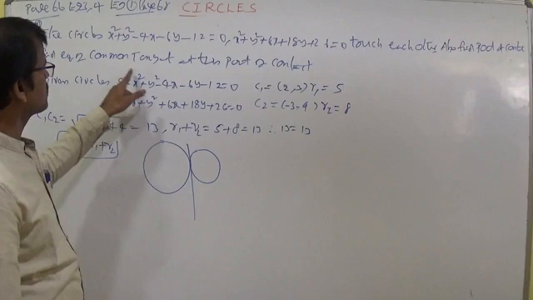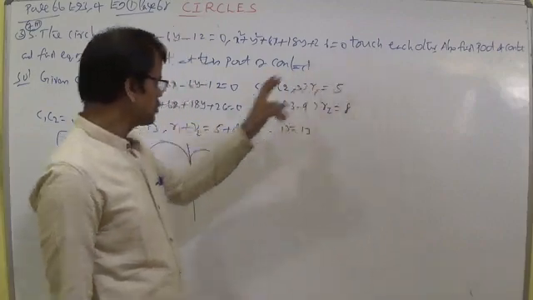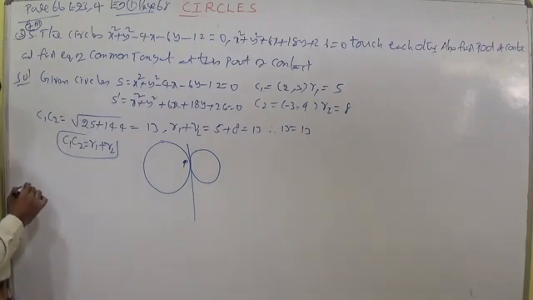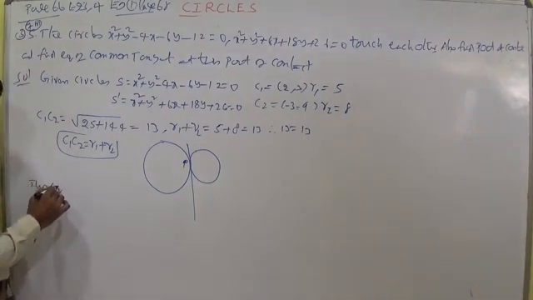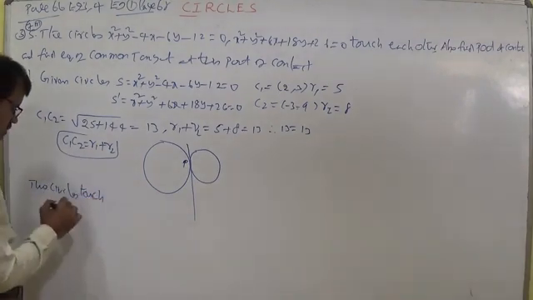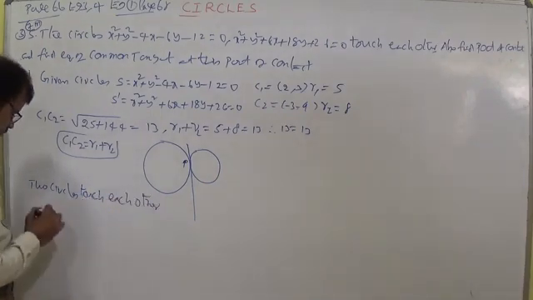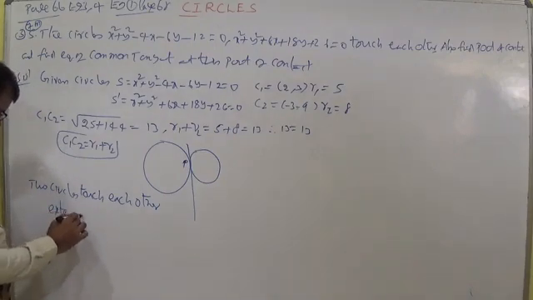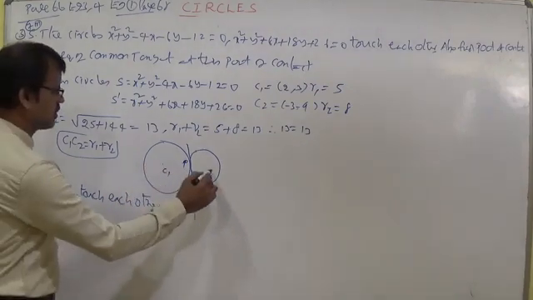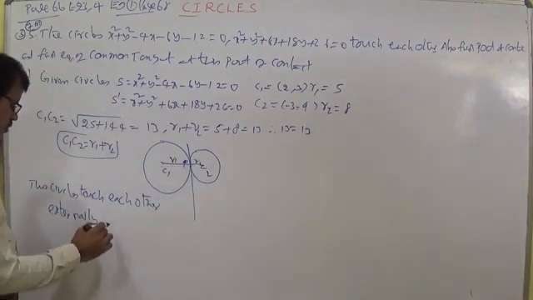He is asking to find the equation of common tangent at this point of contact. Means the point of contact you should calculate as ICS. This is the P, point of contact. Now you write: two circles touch each other externally. Whenever C1, C2 is equal to R1 plus R2, two circles touch each other externally. Draw like this, it is a C1 and it is a C2. This is R1 and this is R2. C1, C2 is equal to R1 plus R2.